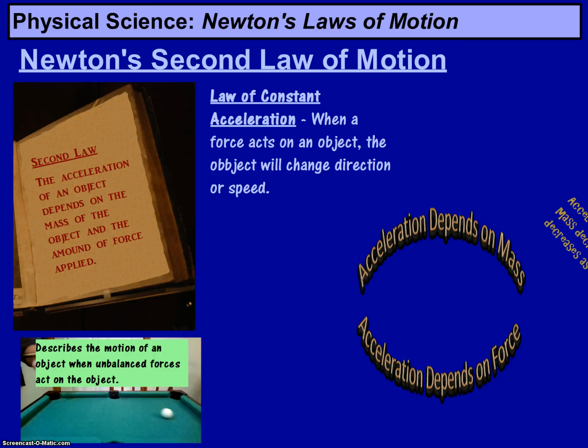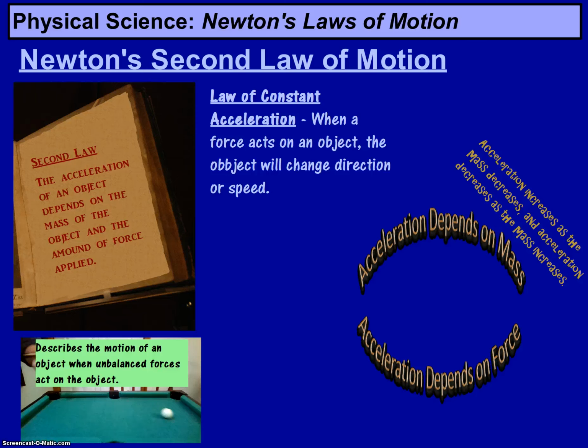Now, if the mass of the object is really large, then the acceleration is going to be lower. In other words, well, let me read that. Acceleration increases as the mass decreases, and acceleration decreases as the mass increases. It's like the difference between a sport utility vehicle and a Volkswagen Beetle. The Volkswagen Beetle is going to be able to accelerate a lot faster than the sport utility vehicle because the Volkswagen Beetle is so much smaller. Also, it's going to take a lot less force to slow down that Beetle because it is so much smaller than the sport utility vehicle.